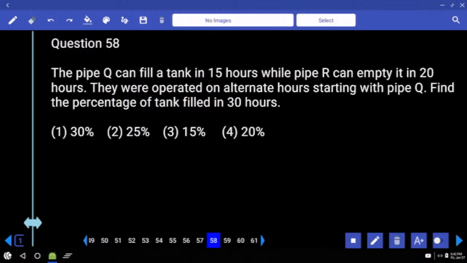Right. Pipe Q can fill a tank in 15 hours, while pipe R can empty it in 20 hours. Emptying, so we should take it as a negative convention. Whenever the tank is filled, we take a positive convention, and whenever it is emptied, we take a negative convention. Pipe Q fills it in 15 hours, pipe R empties it in 20 hours. They are operated on alternate hours. Find the percentage of the tank filled in 30 hours.